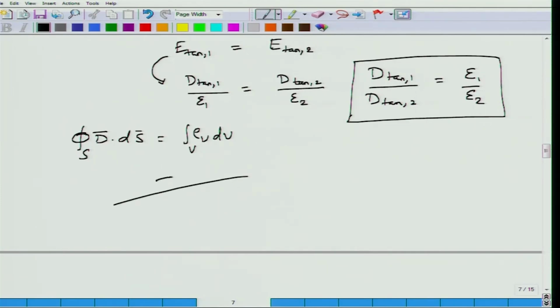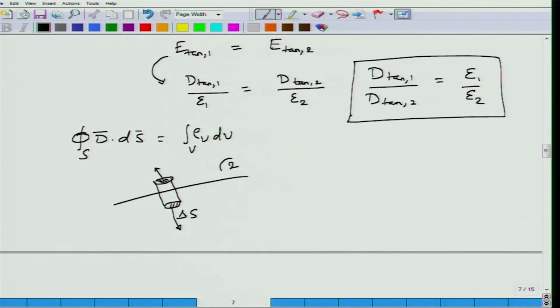Now I will imagine drawing a small box whose surface area here is some delta S. The top and bottom surfaces have a surface area delta S, and the normals to these surface areas would be pointing along two different directions. They would be oppositely located.